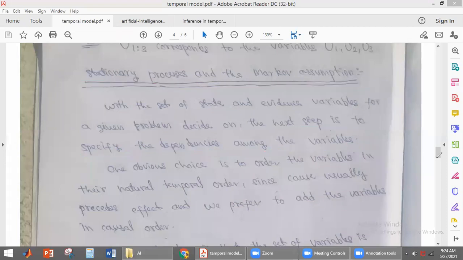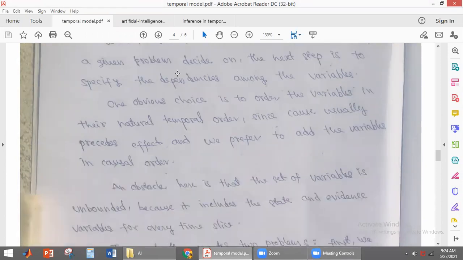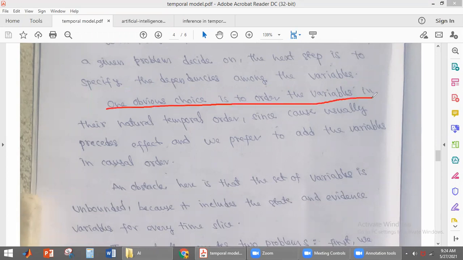Whenever we want to find the dependency among the variables, what is the first step? The order of these variables. We have to order these variables in natural temporal order. If you order these variables in natural temporal order, we will be able to get the compact network, so that we will be able to find out the conditional distributions. That is the important thing here. So we have to place these variables in natural temporal order.